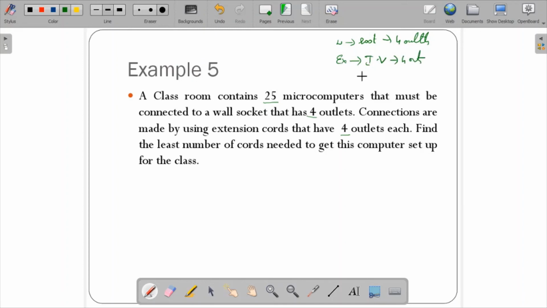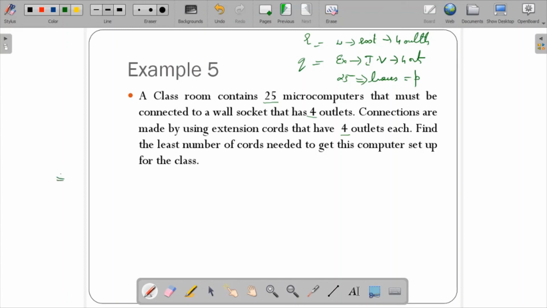Find the least number of cords, that means the same question, to get this computer set up. We know that these 25 computers are nothing but the leaves, that is equal to P, and the internal vertices are Q, and this is R. So it is the same question, but here we have 4 outlets each. How can we solve it? Let us write it over here.